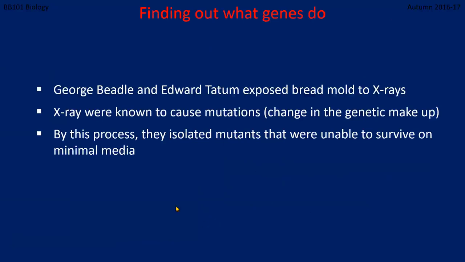What they did is they had the wild type and they had the mutant, and these mutants were obtained by exposing it to X-rays, and this X-ray will change the genetic makeup, and that is how they got their mutant. And after getting the mutant, they isolated it, and then they saw that it is unable to survive in minimal media, which has very few nutrients.